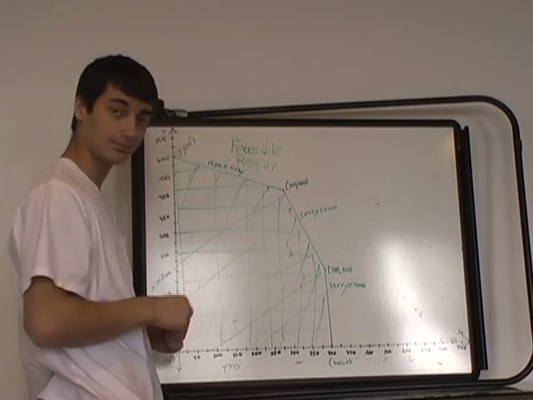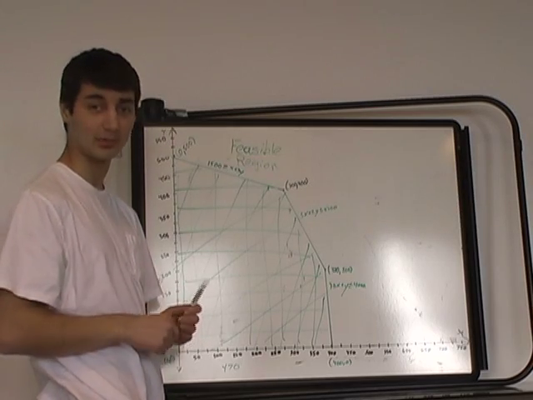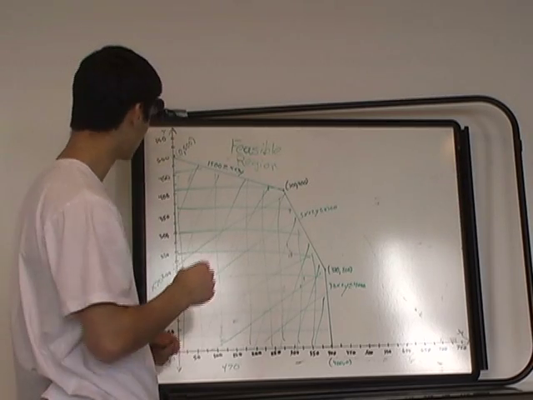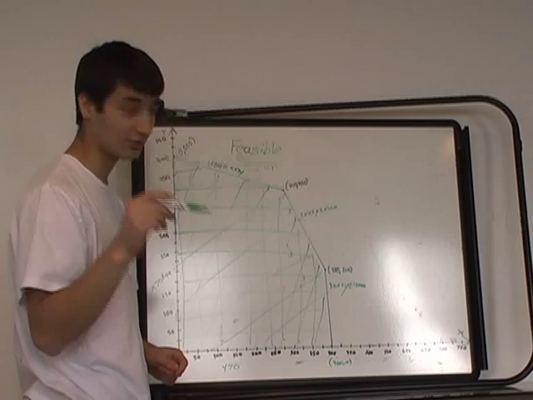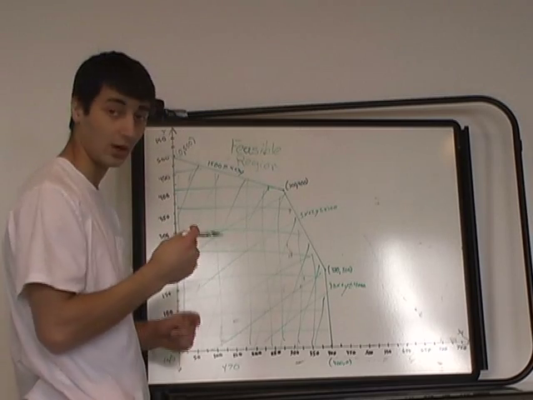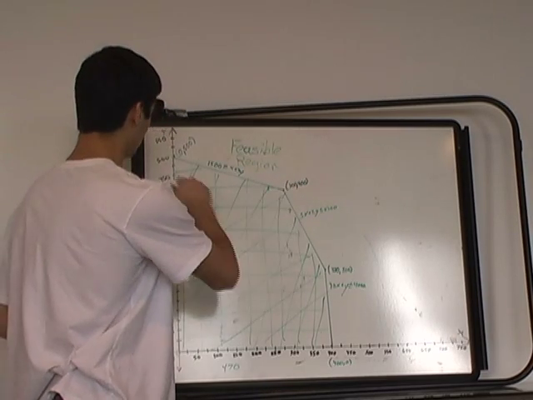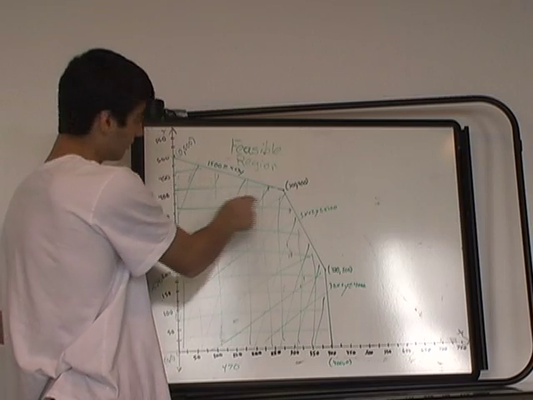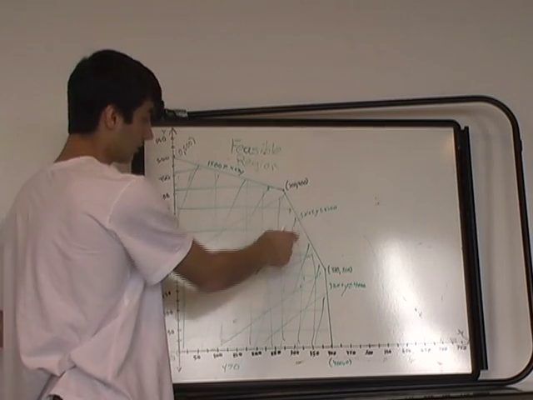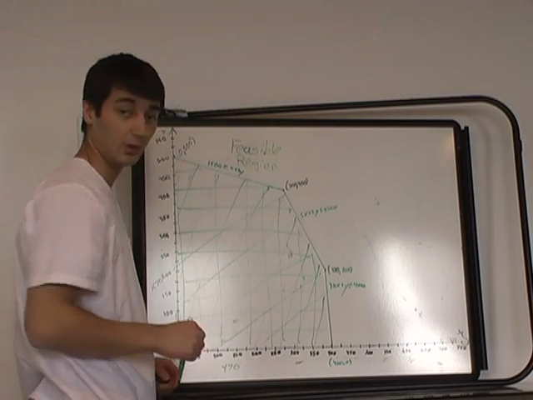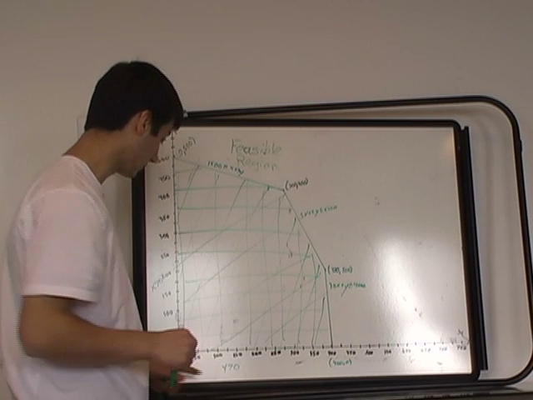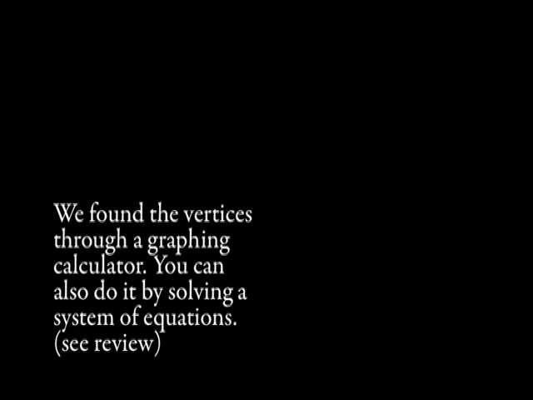So with this, we move on to our next step. Oh, and it's important to note that the intersections of each line are vertices. Right here: (0, 500), (300, 400), (380, 200), (400, 0), and (0, 0).